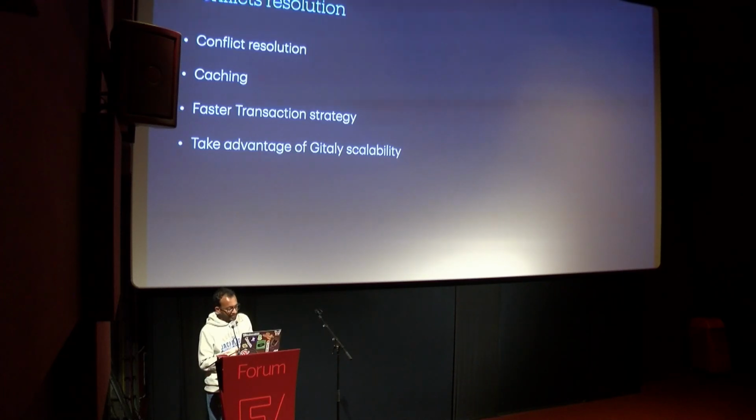Third, although it looks pretty cool, transactions are not that fast because they require you to create a branch and then merge it back. Creating a branch is extremely fast, but merging is relatively slow. So we have to find a better way to do transactions. Finally, we are only using one instance of Gitly in our production system currently. We should take advantage of the scalability of Gitly as well, which is already there.